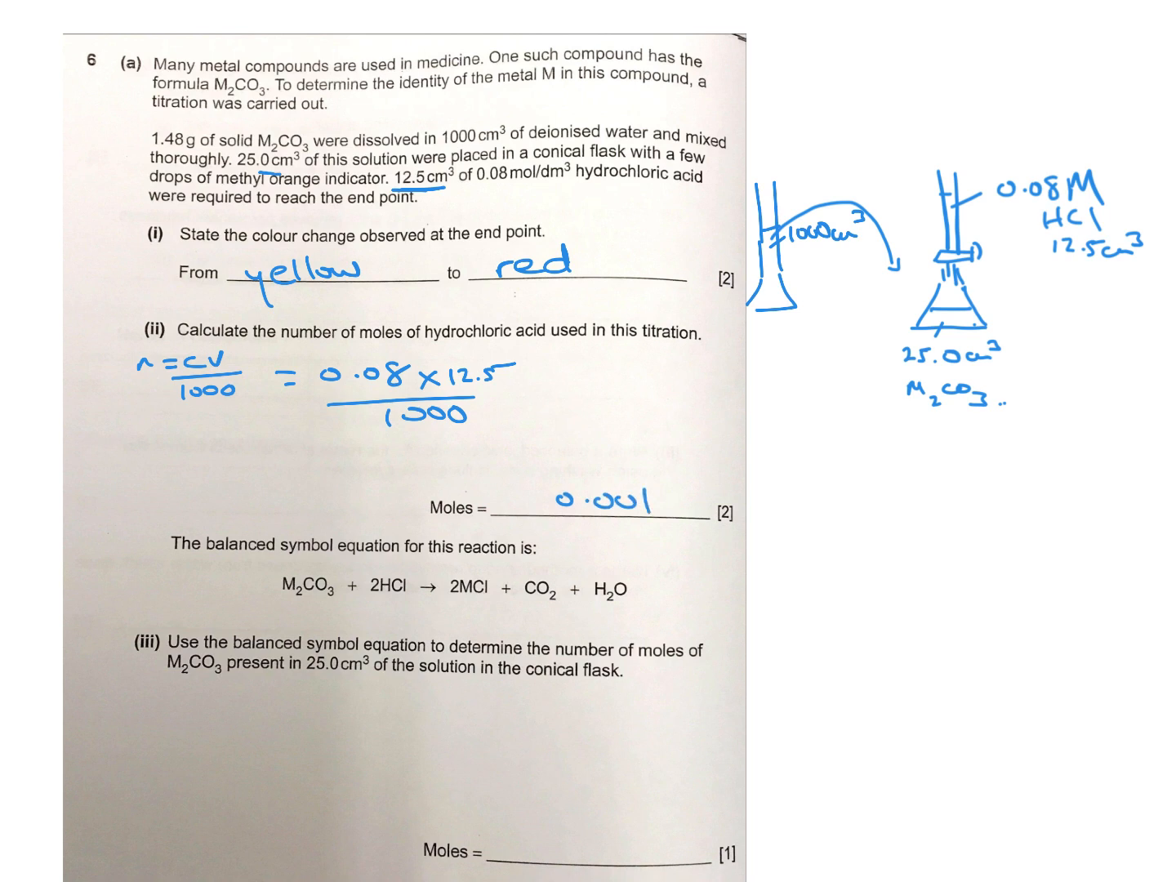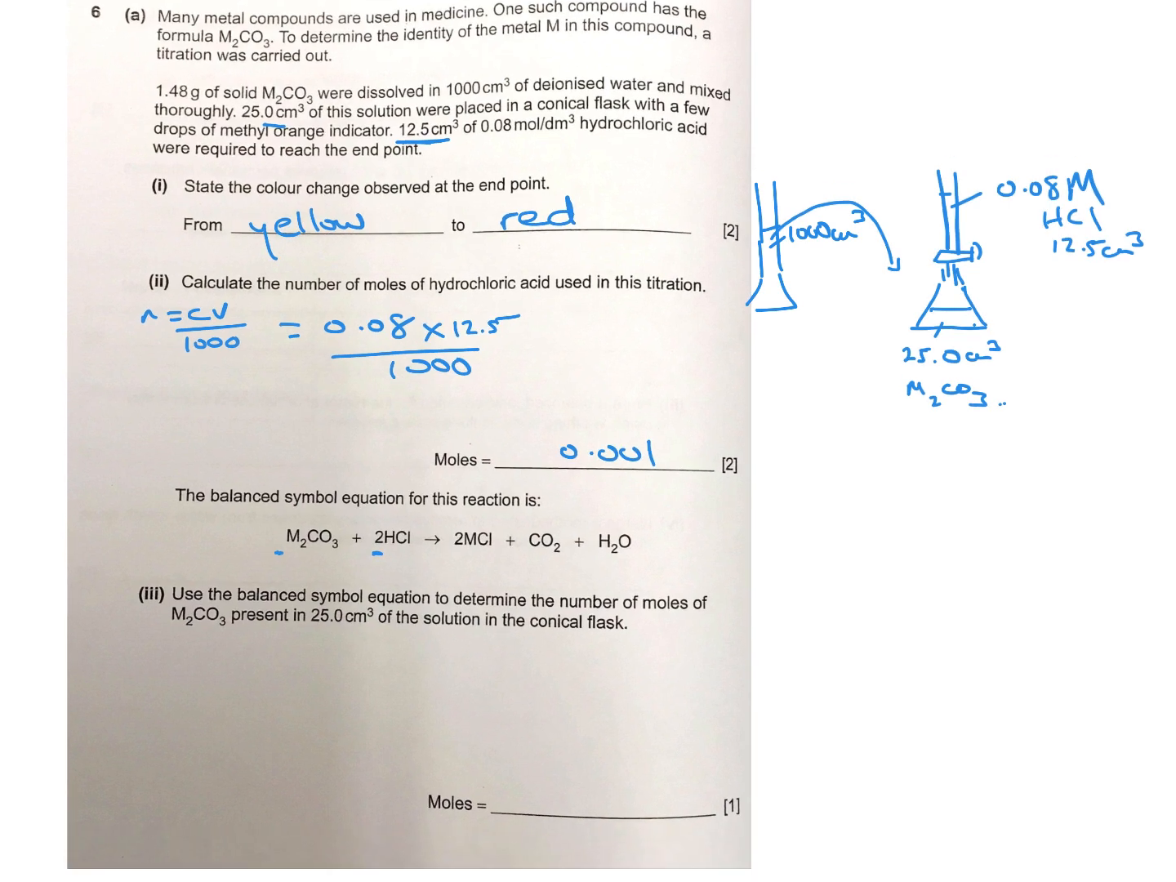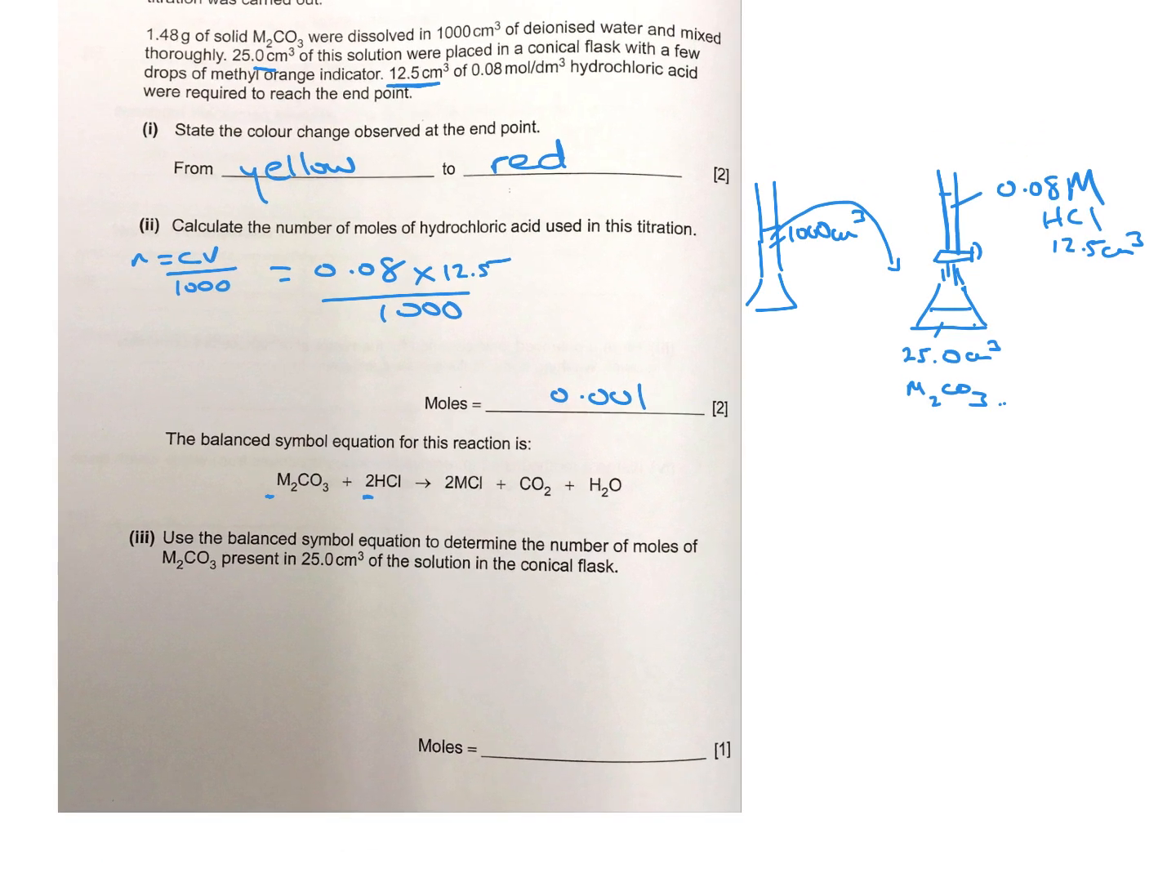Part 3 then, use the balanced equation to determine the number of moles of the M2CO3. Well, you can see it's a 2-to-1 ratio. That means that the number of moles of the M2CO3 is 0.0005. So just to go over that again, we've calculated that the number of moles of HCl required to neutralize the solution is 0.001. That means that they have reacted with 0.0005 moles of the M2CO3.